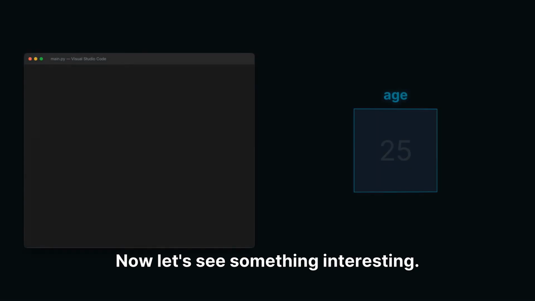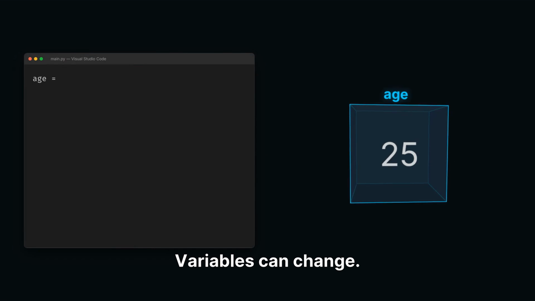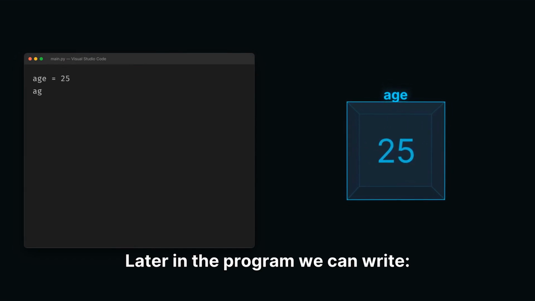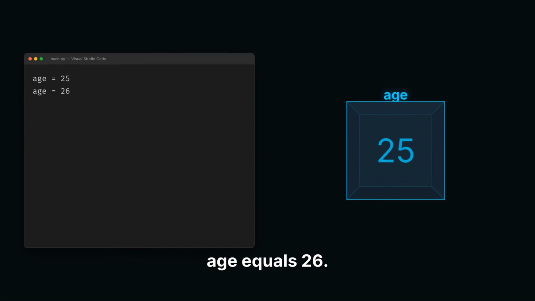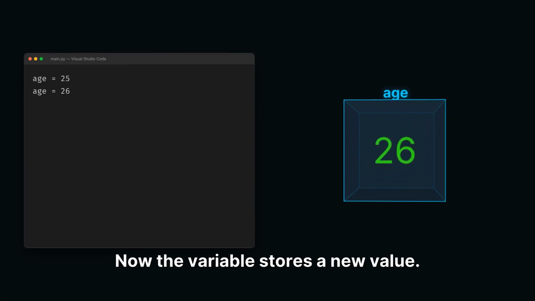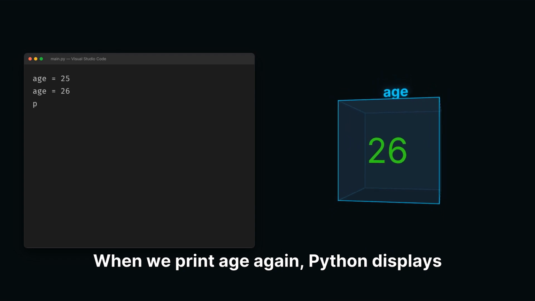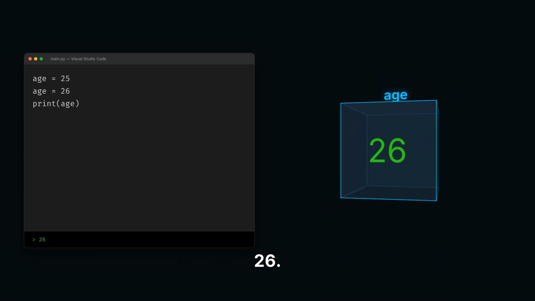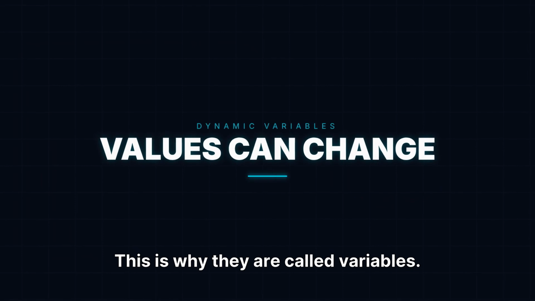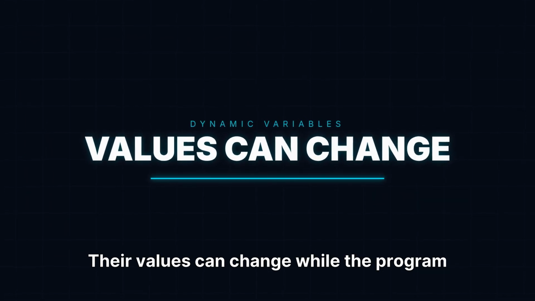Now let's see something interesting. Variables can change. For example, age = 25. Later in the program, we can write age = 26. Now the variable stores a new value. When we print age again, Python displays 26. This is why they are called variables. Their values can change while the program is running.